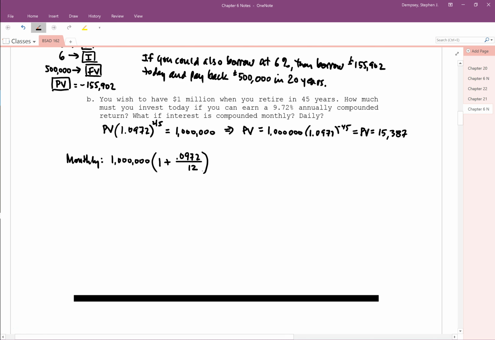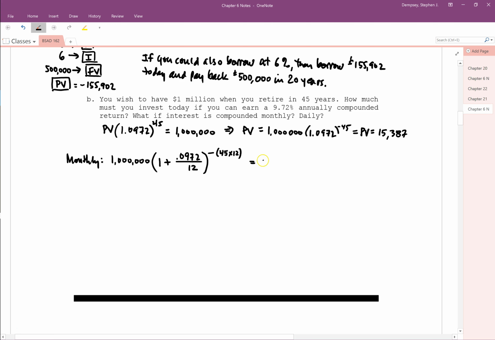So I think you'd agree if I had $1 million invested for 1 month, that's what I would have if the interest rate is 9.72% per year. But just like I had up here, 45 years when I had an annual rate, by the way, this is 0.0972. Now I have to talk about how many months are in 45 years. That's my exponent. So the number of months in 45 years would be 45 times 12, which would be the exponent I would use. And you could solve that.